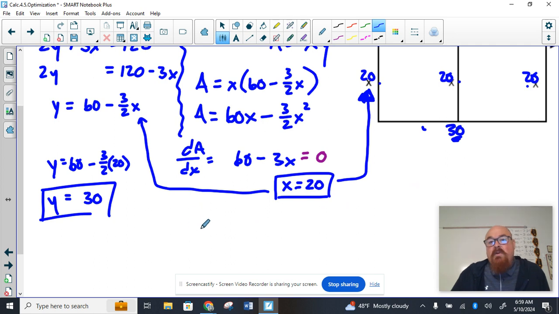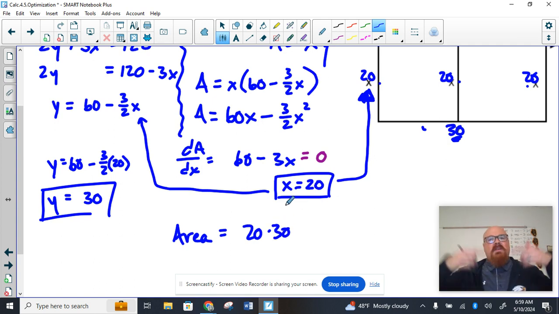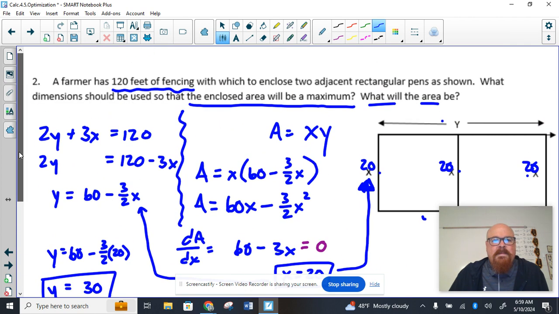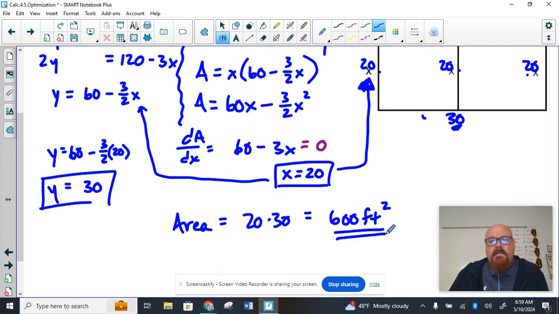And then the max area, okay, the area is 20 times 30. We don't have to go back and use that original equation. How do you find the area of a rectangle? 20 times 30, so that's equal to 600. I believe it was square feet. There you go. So max area determined by these dimensions of the rectangle, which were found by setting the derivative equal to 0.